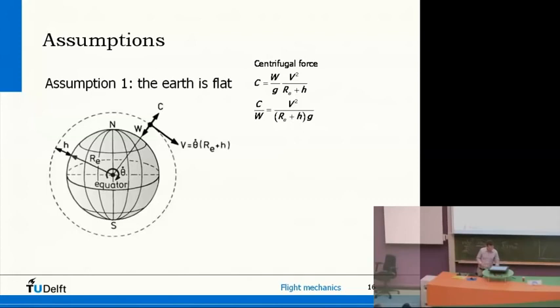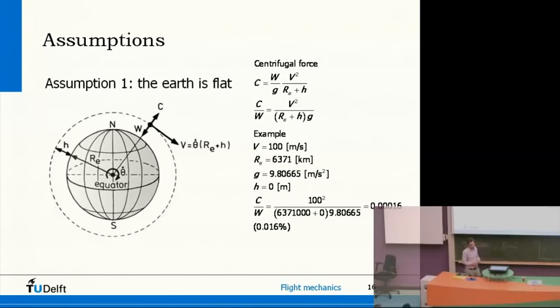And if you know the percentage, then you can say whether it's a relevant assumption to neglect this. Now, just some numbers. This is an example. Now, V, 100 meters per second. You can calculate how many kilometers per hour it is, but it's approximately Mach 0.3, so it's fairly slowly flying. Radius of the Earth is given. Let's say we're at 0 meters altitude. And then you can see that in this case, C divided by W is 0.00016, so 0.016%. So that's really negligible, and you can leave this out of the equation.